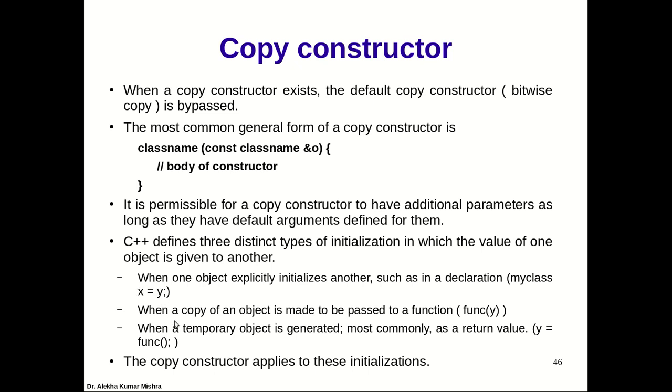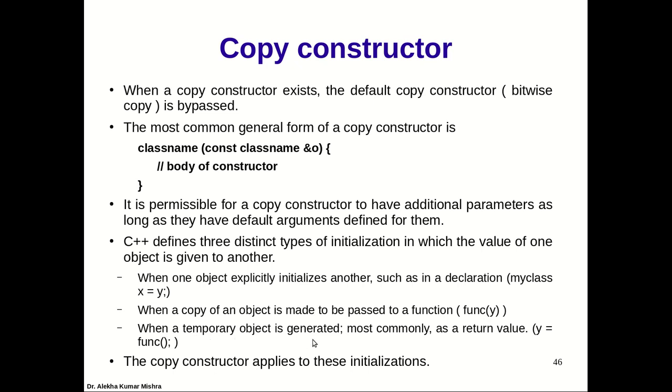Next, a copy of an object is made to pass to a function. When we write fun of Y and pass this object, a copy of the object is created. As you know, this is pass by value. When we pass an object by value, it will create an object in the local scope. So at that time also the copy constructor will be called.